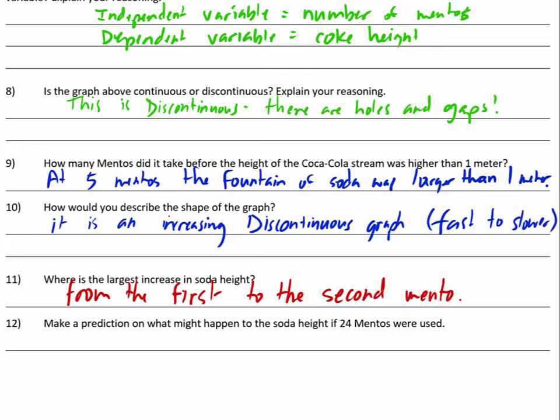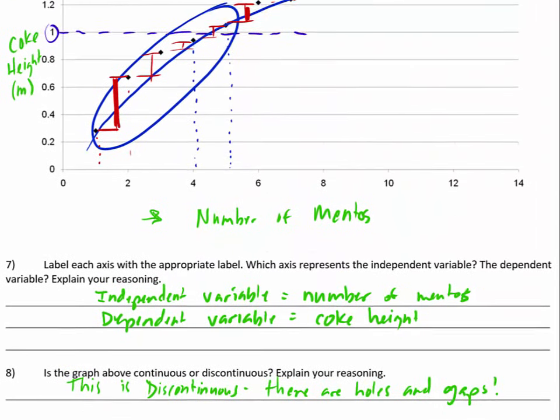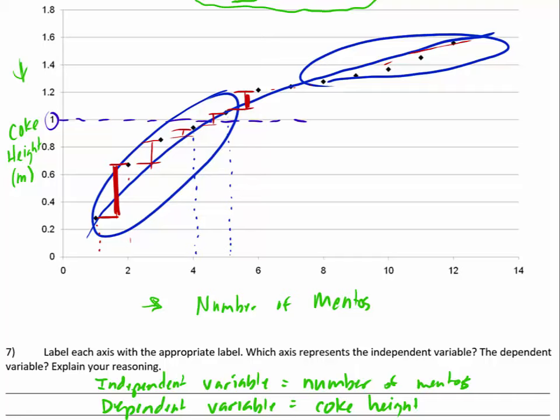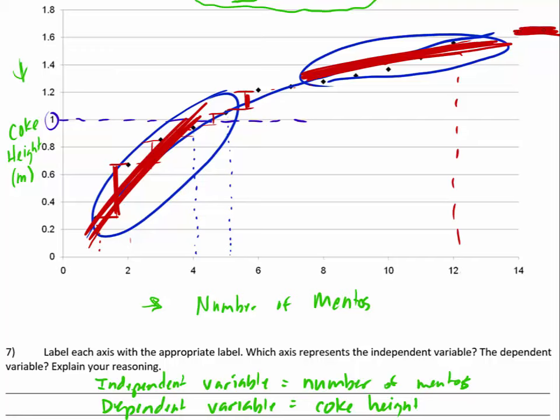Alright, let's make a prediction on what might happen to the soda height if 24 mentos were used. So, going back up here, we only got up to 12. Right there. So if we've only gotten to 12, what would happen if we doubled it? Well, at first, when we started adding mentos, it really increased. That slope is very steep. Now here, it's not quite as steep. And it might be reasonable to think that when we get out towards the end, it's not going to really rise at all. I mean, there's only so much soda that you can fit in one of these bottles.